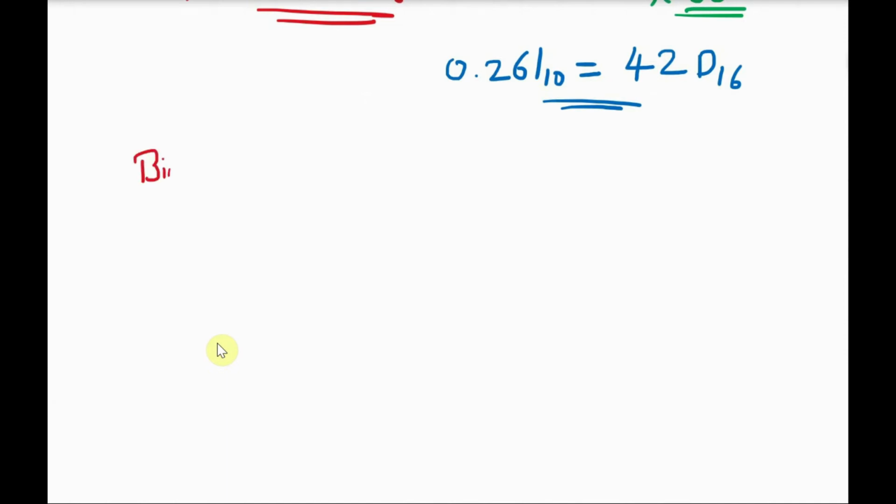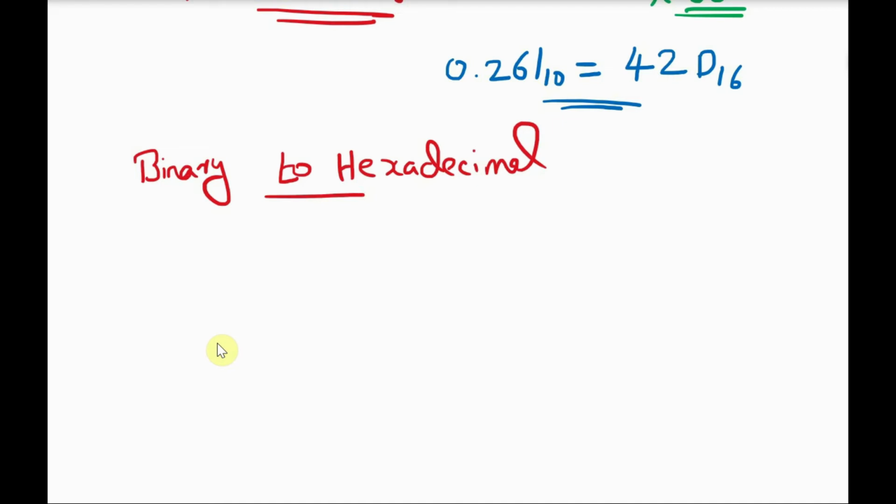Converting binary to hexadecimal. So to convert binary to hexadecimal, it is quite easy. So we will write an example. So consider the binary number 111011011. Suppose this is the binary number. So to convert, what we have to do is just group in terms of 4 from the right side.